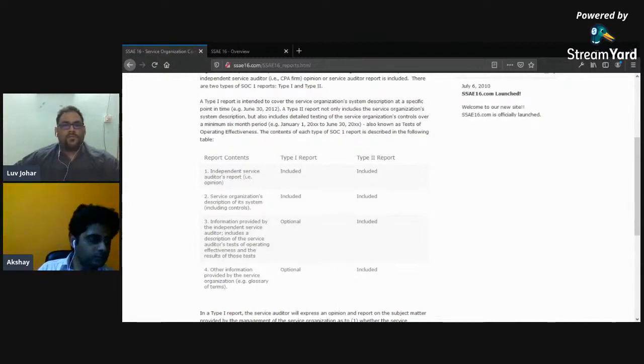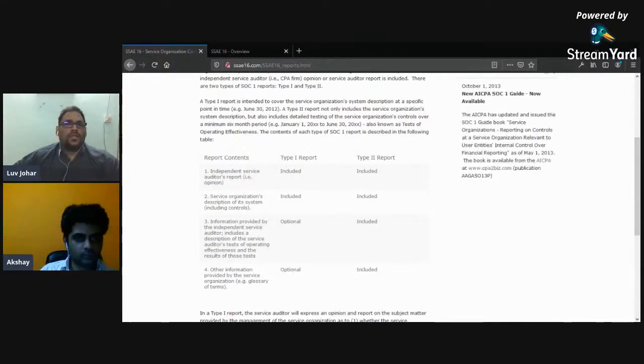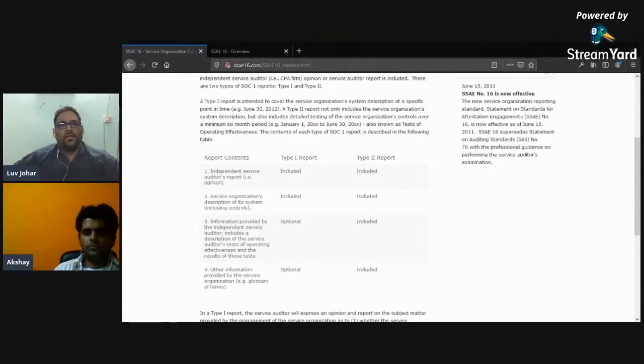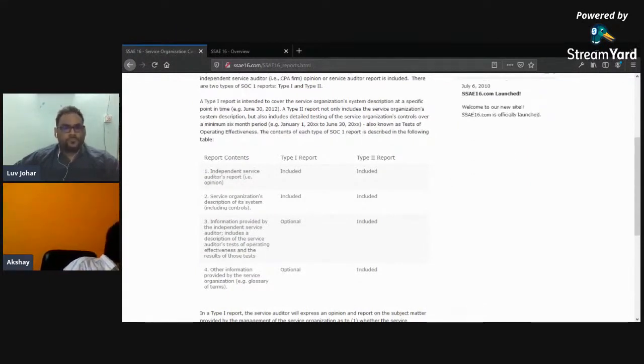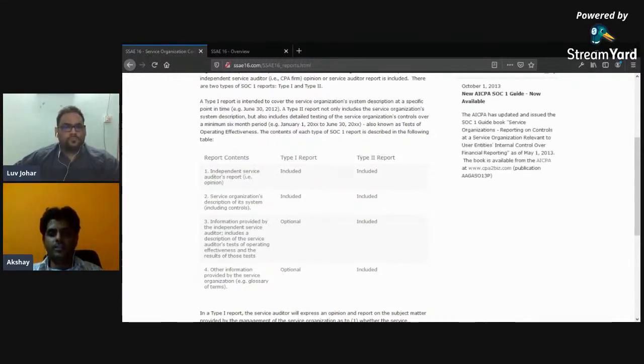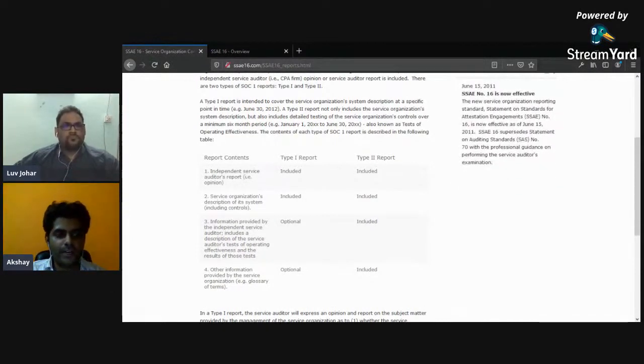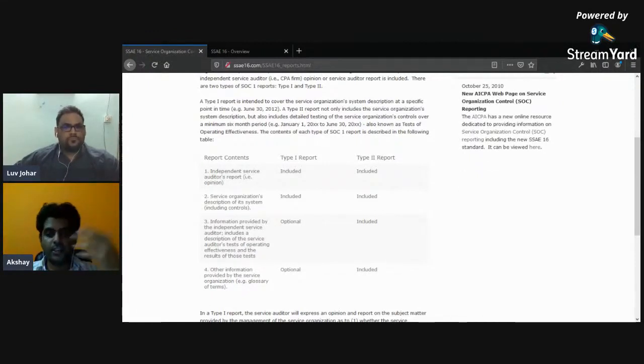Also, I think SOC 3 reports, the layout will be different. They will be easy to read in layman language, right? Yes, it will be easier to understand. It may not divulge as much information as a SOC 1 or a SOC 2 report, because it's for a general assurance. So yes, the format will be simpler, easier to read, and better in terms of consumption by the audience in general.